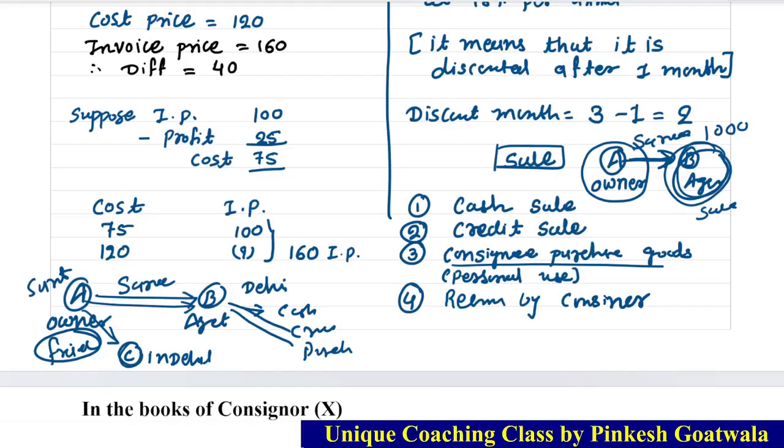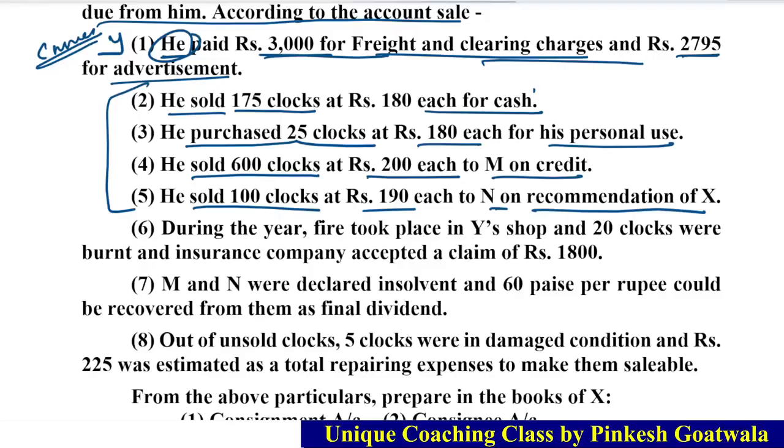Okay, and in this sum we cover all the 4 types of sale. First sale cash, second was personal use purchase, right? He means Y, consignee purchased, indirectly sell. Then this is a credit sale, and look at the third point.